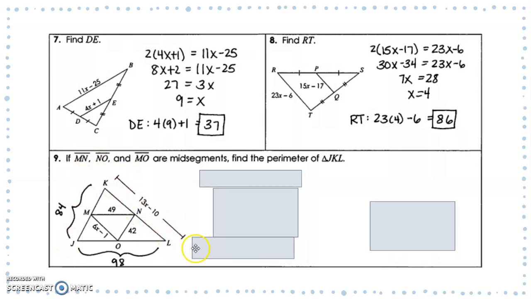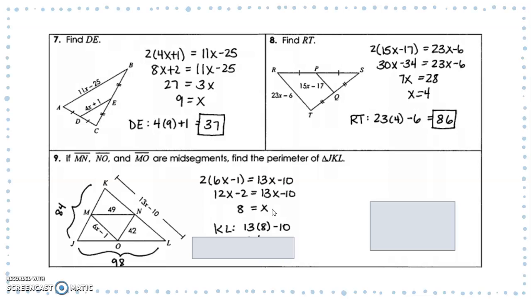We see that KL is given as an expression, 13x minus 10, and its midsegment, MO, is also given as an expression. So I'm going to need to do what I did for number 7 and number 8. I'm going to set up my equation first, so I'm going to double 6x minus 1 and set that equal to 13x minus 10. When I do that, I find that x equals 8, and I'm going to plug that in for KL, and I get that KL is 94.